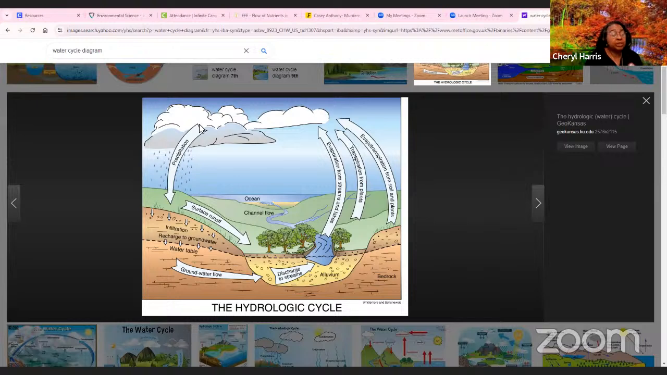So precipitation is fairly simple. That's just the water falling from the clouds to the earth. It can fall in several different ways, so you need to remember that precipitation can be hail, sleet, snow, rain. All of those are forms of precipitation. So again, we had a lot of precipitation last week, and that's why you had flooding, because we had a lot of runoff.